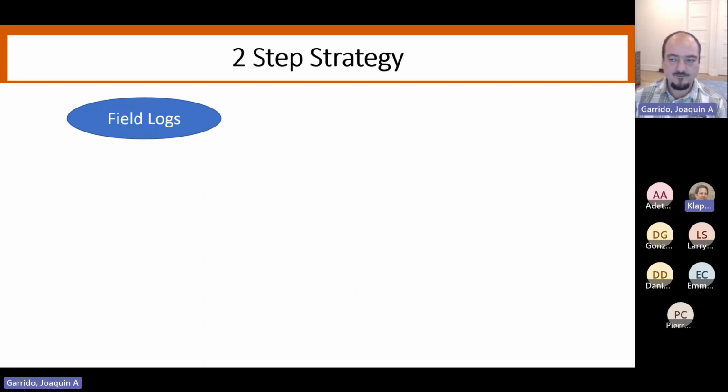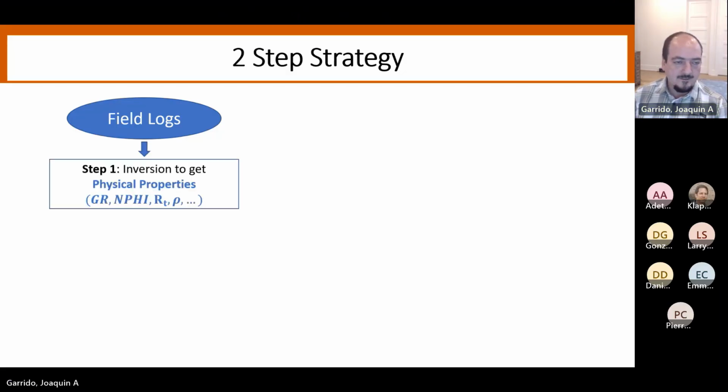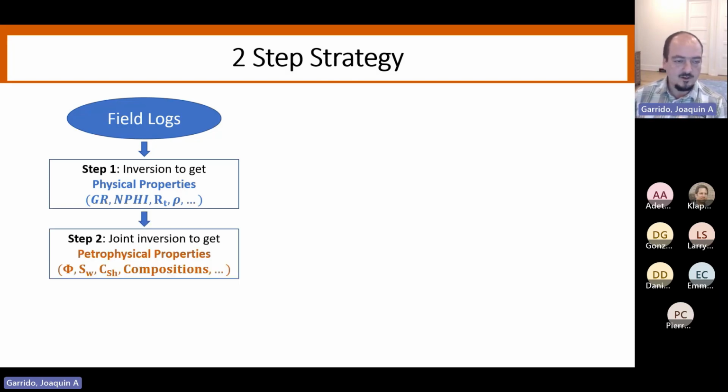First, a brief description of the strategy. We're going to start with the field logs. In our case, it's going to be resistivity and the nuclear pack. We're going to invert for them to get physical properties. This means turning the log into a blocky log. That's what most people would think of. It's just the Earth model.